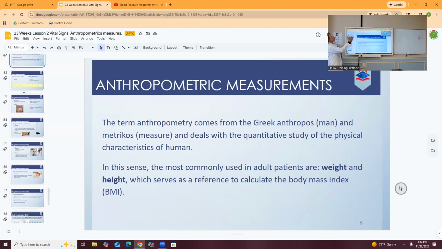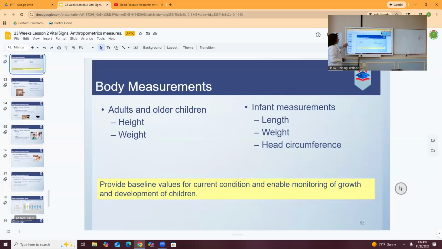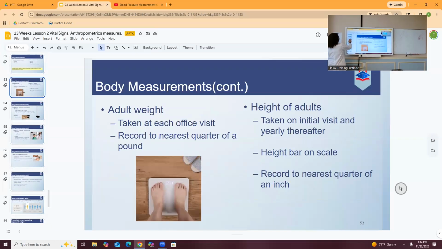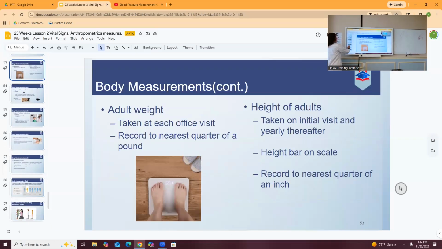Based on the relation between the height and the weight, you are going to get the body mass index, BMI. In the infants, we are also going to weigh the patient, and we are also going to measure them. That's the length. These measurements always have to be verified every single visit.